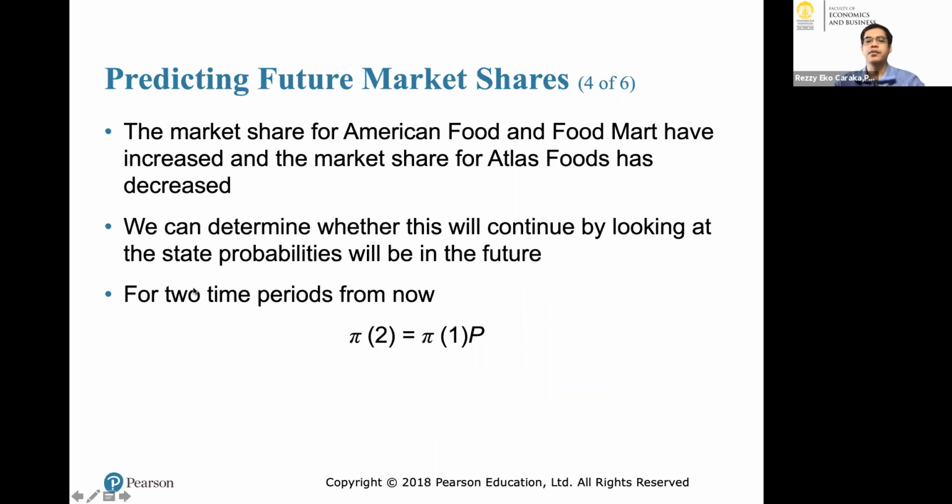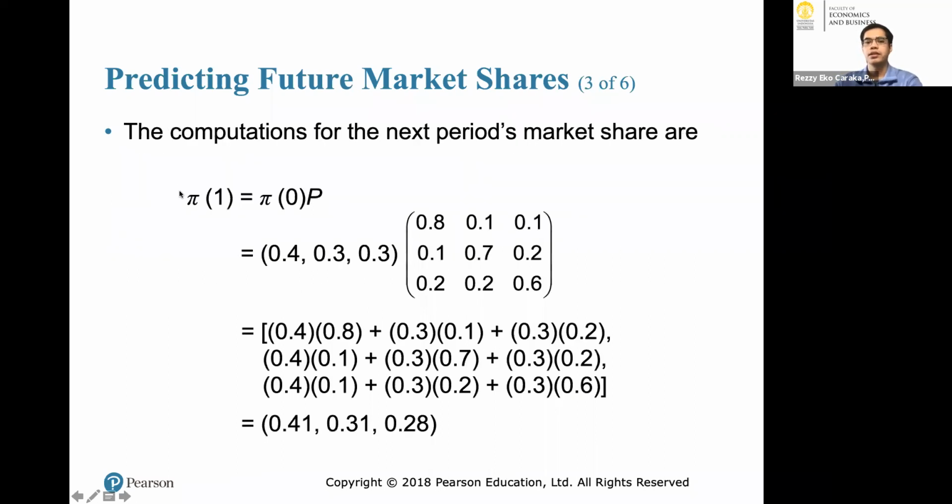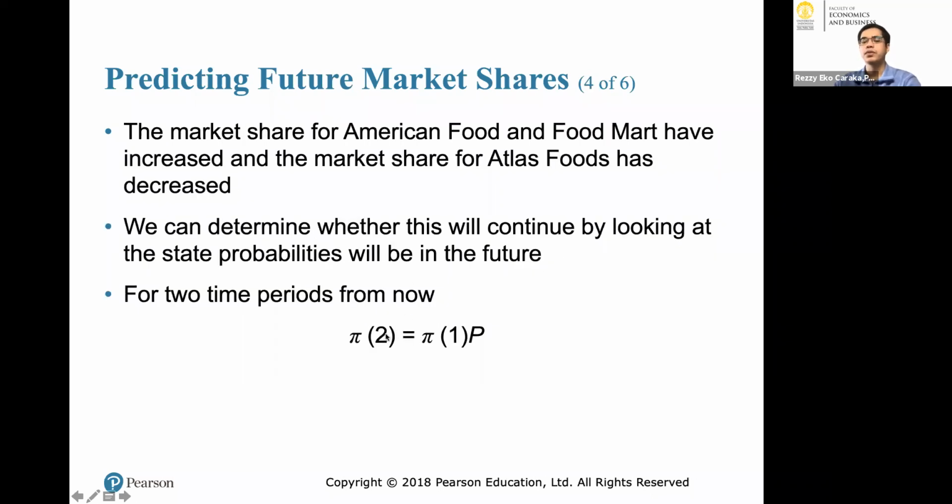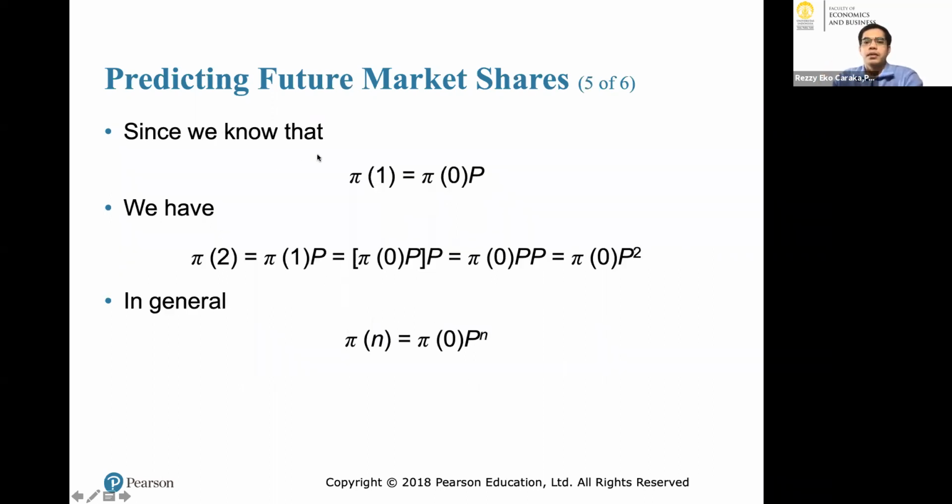That's why, for the two time periods from now, we can use P2. Using the previous step P1, we can get P2. P2 is obtained by P1 times P. So if you want to measure P2, you have to measure P1 P for the next two periods from now. Because the basic information about P1 is P0 P, we can extend the P2 conditions.